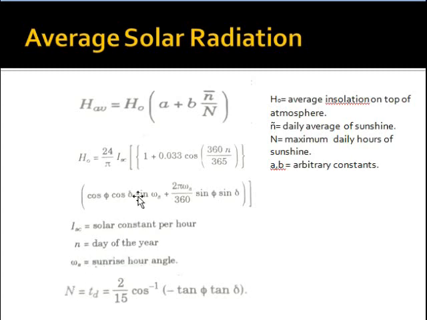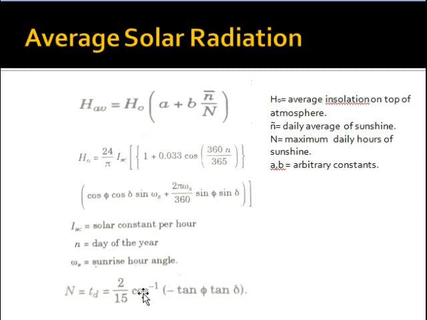Omega s is the sunrise hour angle. And these things are in terms of sine of the angle. One more equation is there. To calculate capital N, we can use 2 by 15 into cos inverse of minus tan phi into tan delta. Cos inverse of minus tan phi tan delta will give the omega s.